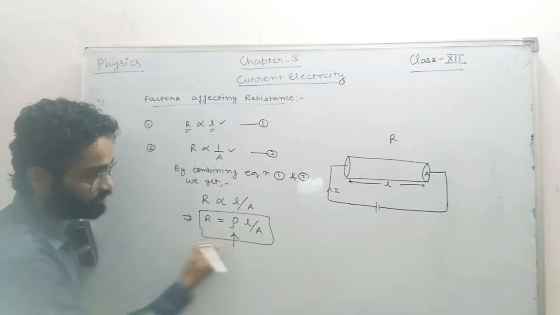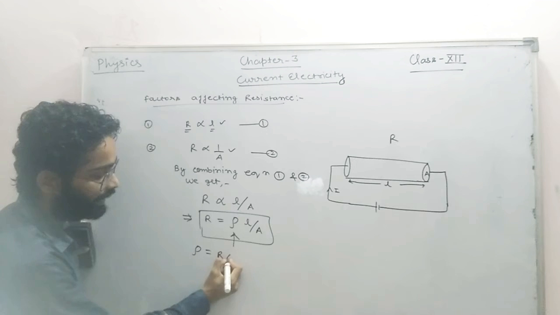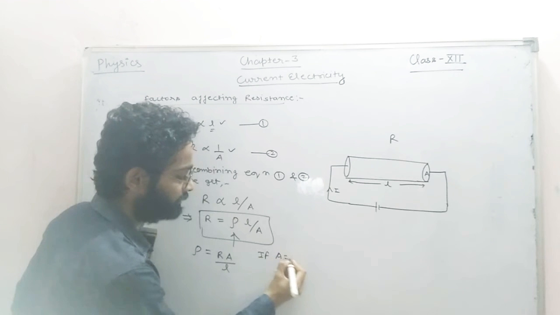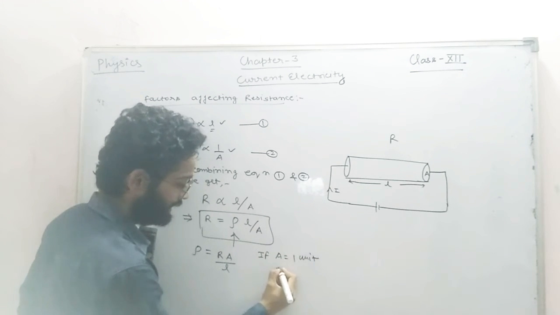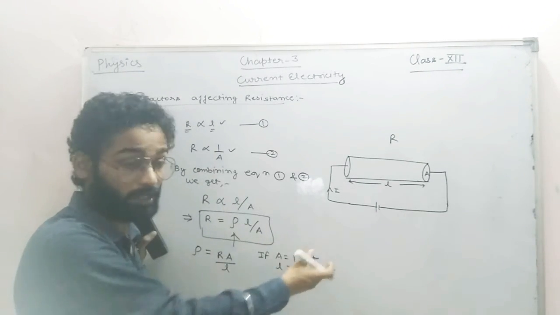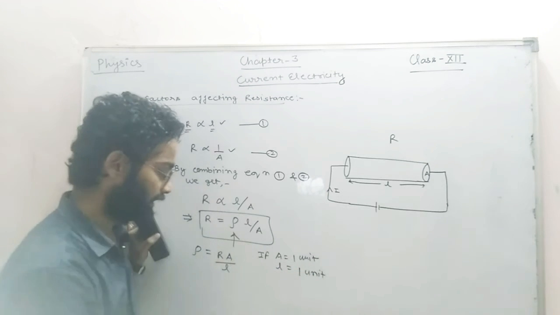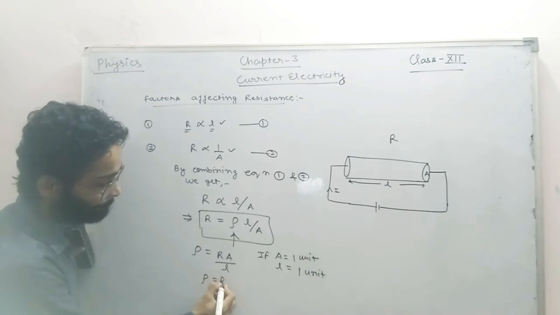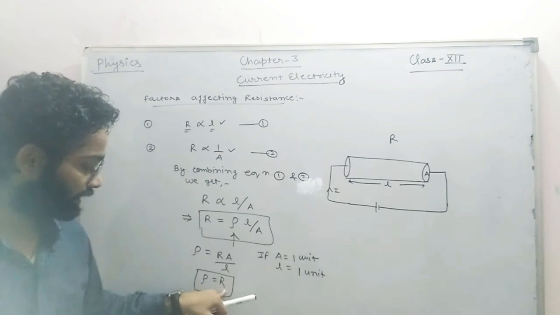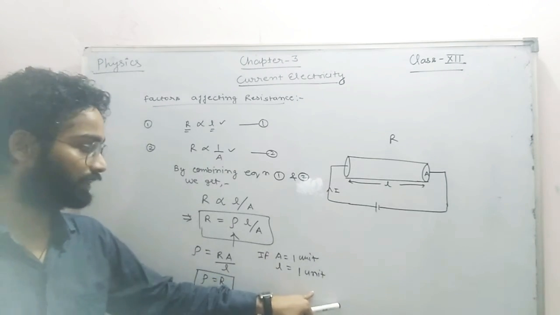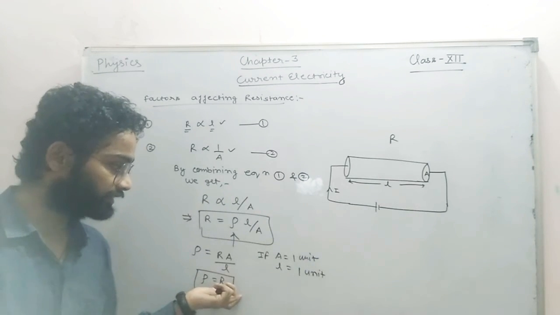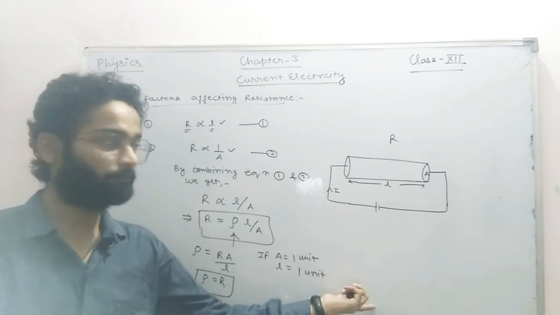If we give the definition of rho, then rho can be written as R A upon L. If A is equal to 1 unit and L is equal to 1 unit, I am writing unit because we may take centimeter square or meter square, whatever, then rho becomes R. That means resistivity is numerically equal to the resistance of unit length of a conductor of unit cross section area. I am repeating it again: resistivity is the resistance of unit length of unit cross section area of a conductor.